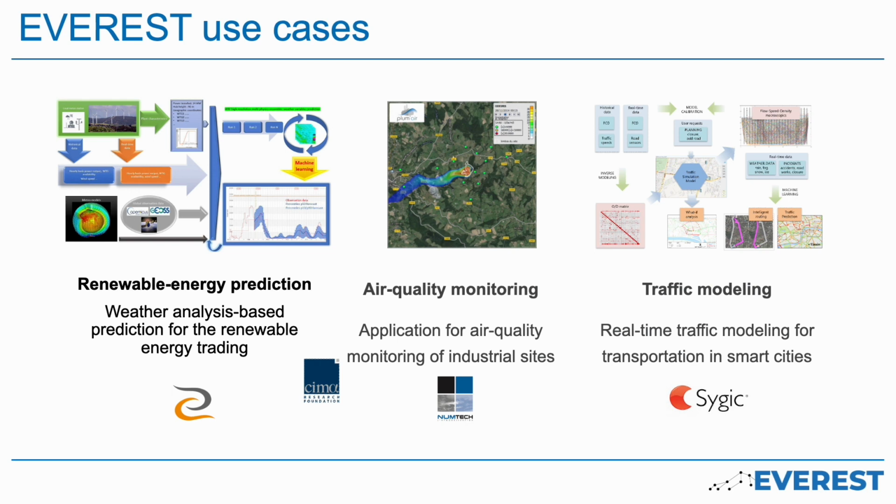The development of the EVEREST SDK has been driven by three main use cases: an application for prediction of renewable energy, an application for high-quality monitoring, and a traffic modeling and prediction system. These applications have been identified as representative of a large class of applications that we want to be able to support with the EVEREST SDK.